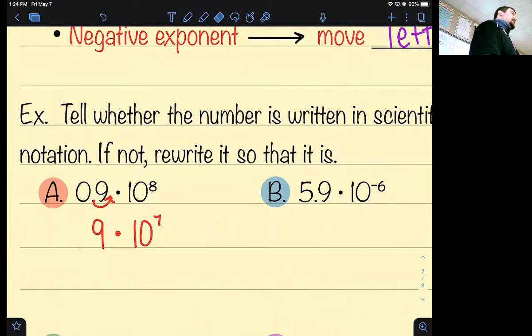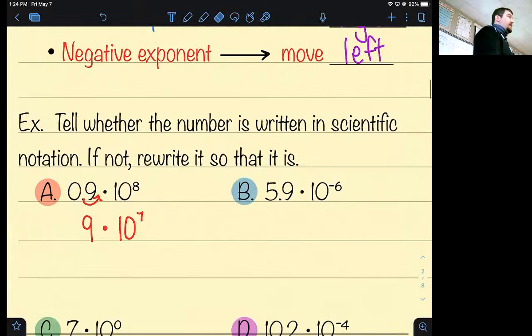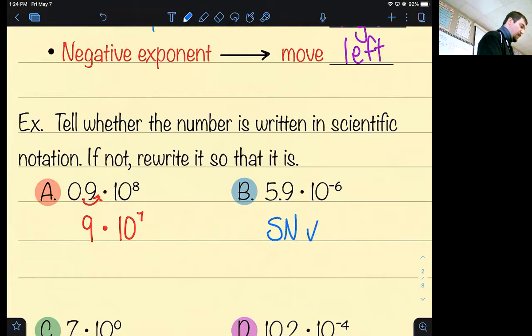Example B, is this in scientific notation? 5.9 is between 1 and 10? Yes. Okay. So I'm just going to go ahead and put S in with a check mark to show that this is already in scientific notation. We checked it. Okay.